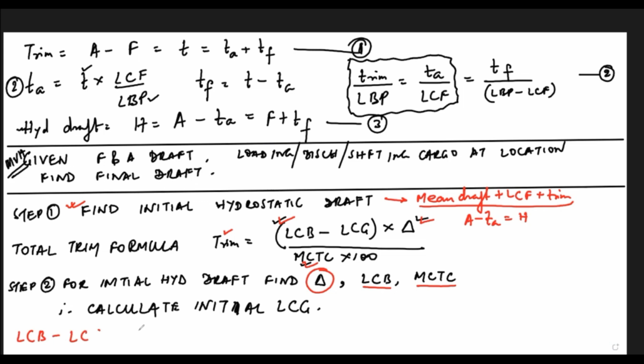LCB minus LCG will be equal to trim into MCTC. The denominator will go to the numerator, and the whole thing divided by displacement, which goes in the denominator. Can I use this? Yes, sir. So from this one, how do I find LCG?